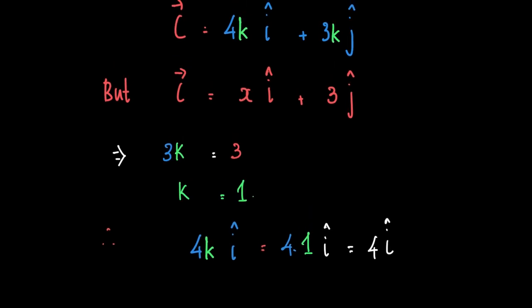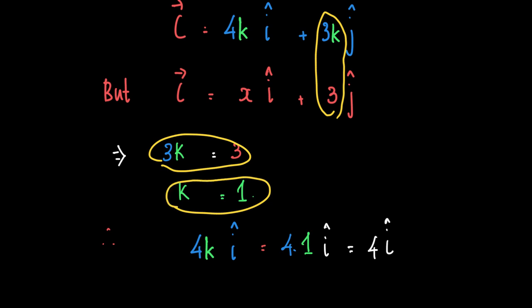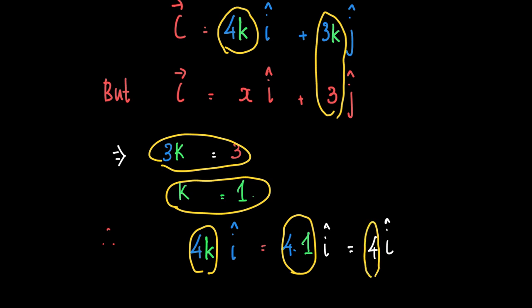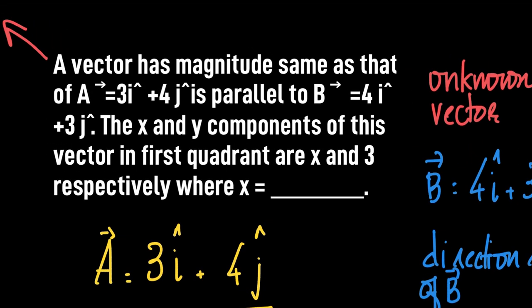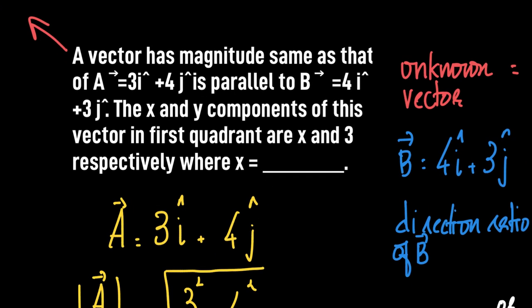And now if we were to compare these two, 3k should be equal to 3, which gives us k is equal to 1. And if k is equal to 1, what is the i component? It is 4k. So 4k is 4 into 1, and therefore the i component is 4, which gives us the x and y components. Oh, I'm really sorry, I interchanged x and y. Okay, let's not go back now. So x is equal to 4. Okay, very simple, straightforward.